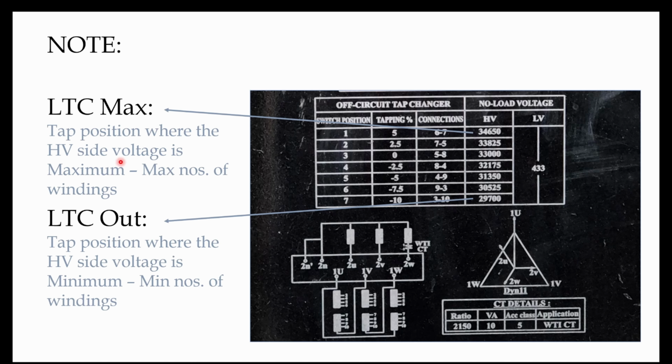tap position where the high voltage side is maximum. That is where the maximum number of windings are included in the high voltage side. And LTC out means tap position where the high voltage side is minimum. That is where minimum number of windings are included in the high voltage side.